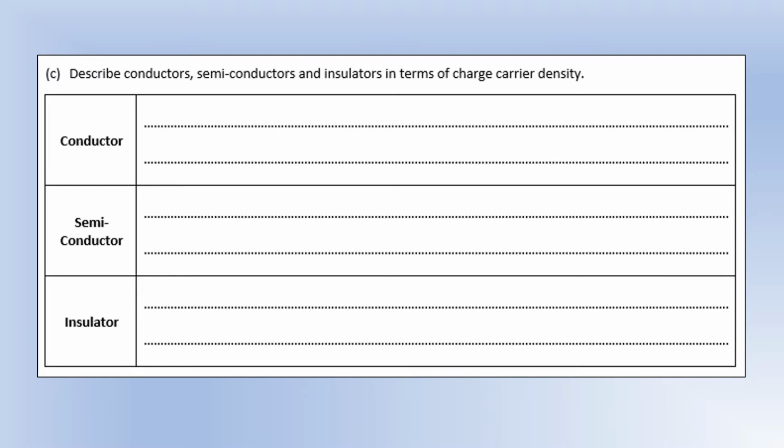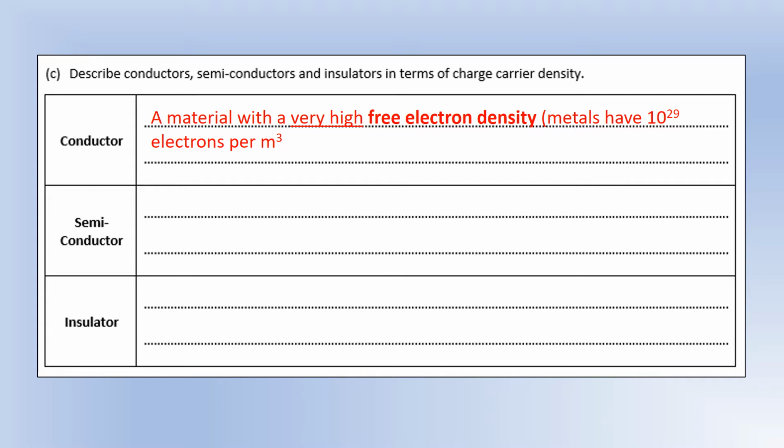Okay, so we can use the idea of charge carrier density or electron density to explain what a conductor, insulator, and semiconductor are. Something that's good at conducting, which we call a conductor, has a very high free electron density. How high? About 10 to the power of 29 electrons per meter cubed. So we have a lot of electrons there to carry the charge around our circuit. The opposite of that would be an insulator, which is a material with very, very low free electron density, because the structure of the material is not one that releases free electrons.